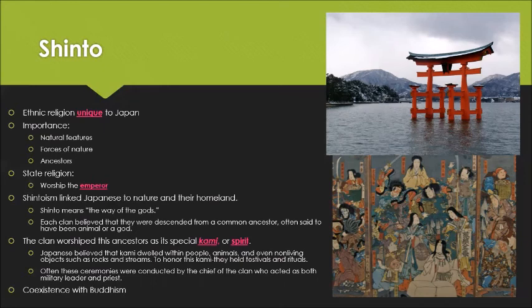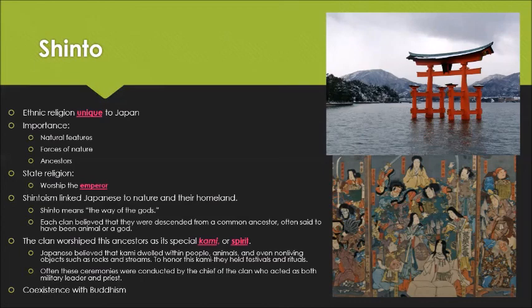The clans, they would believe that they're descended from a common ancestor, but that would be something like an animal or a god. So there would be like the boar clan, the dragon clan, things like that. And they would have that as like their symbol. Right? Their worship of ancestors, it's a special kami or spirit. So they believe that these spirits would pass and dwell within people and animals and even objects. So a lot of things were very sacred and had some rituals to go with them.